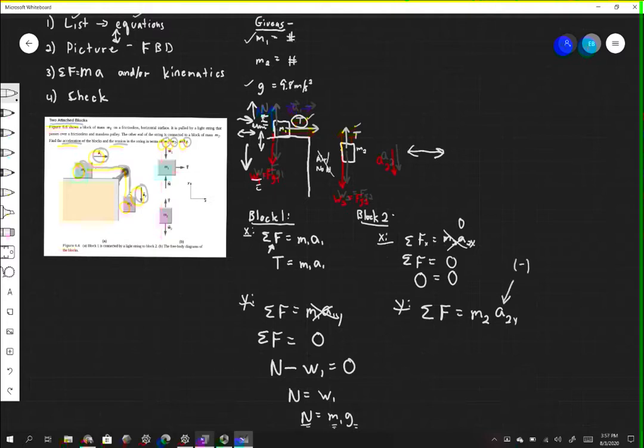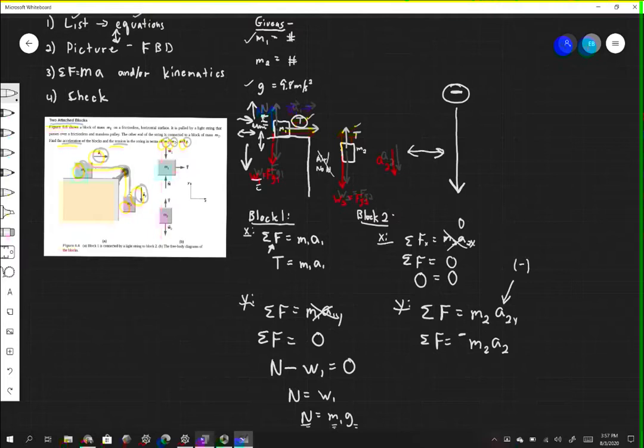Thus far, in all the physics that we've been solving, we've been tending to say anything that's going down is going to be negative. This acceleration is going to be negative because it's going down. So let's write my sum of forces now. Sum of forces has to be equal to mass 2 times acceleration 2 with a negative, again, because this is going down, and I'm choosing down as being the negative direction.